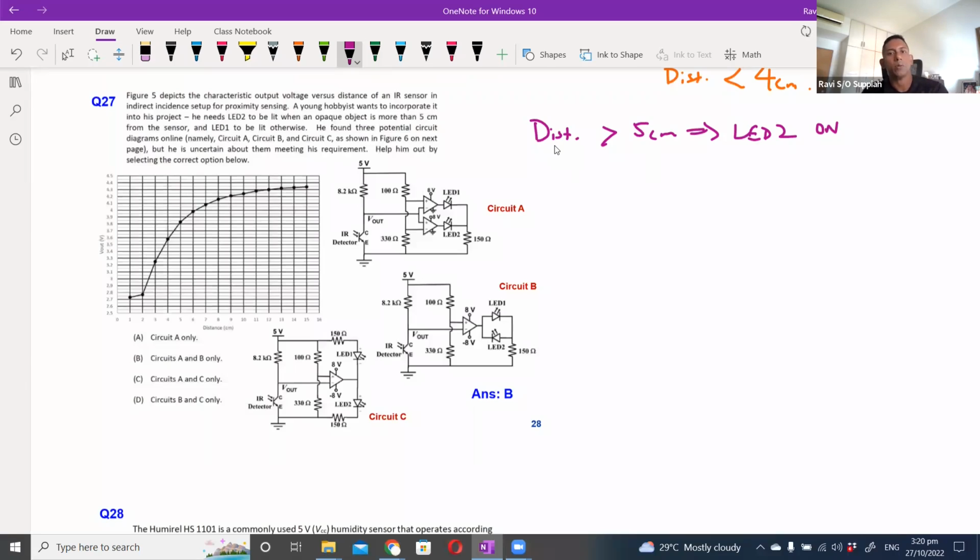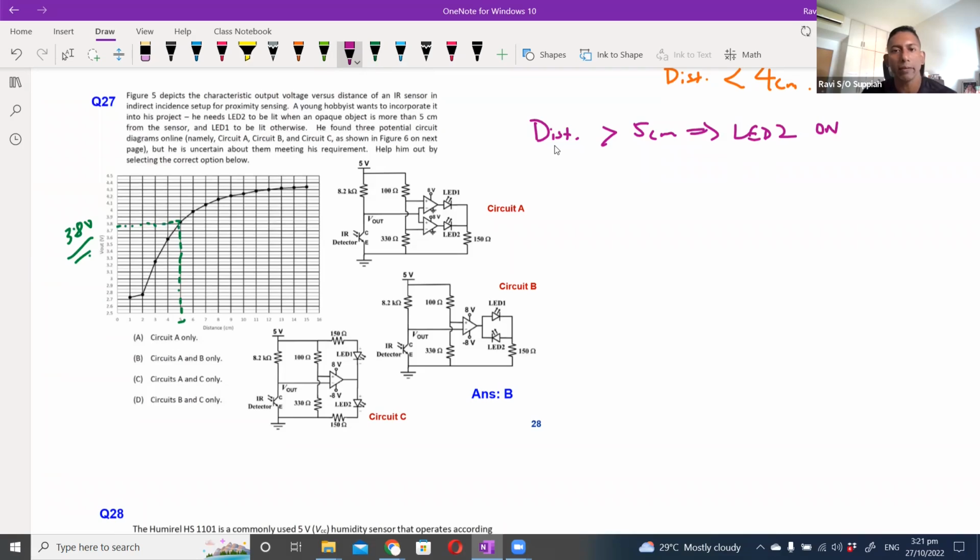Since we are interested in 5 cm, you can see that 5 cm here relates back to around 3.8 volt. If you look at all the 3 circuits, the voltage divider is 100 and 330 for all 3, which means that the reference voltage is already set at 3.8 volts. So this is your reference voltage, and you're comparing against this to know whether you have hit the 5 cm mark.